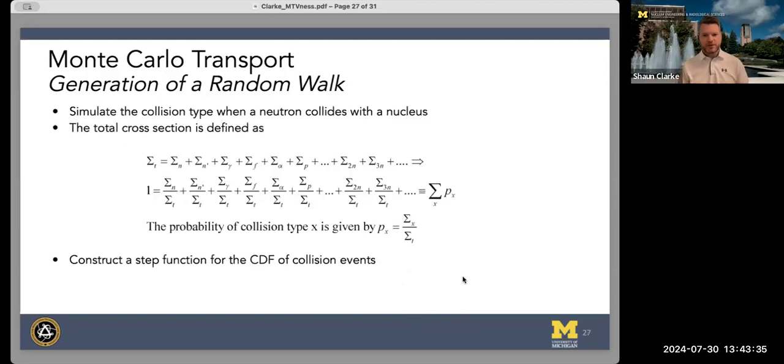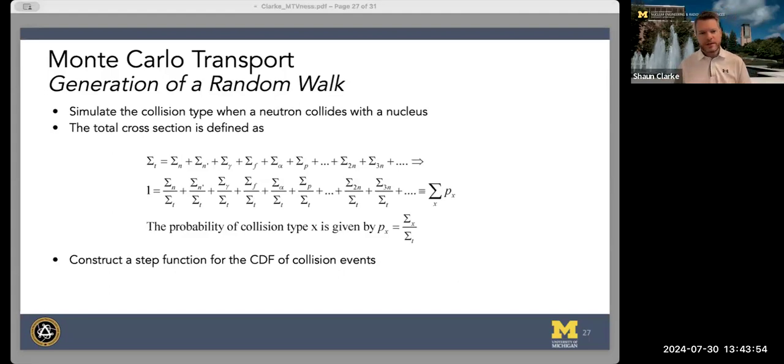And the last thing we have to ask ourselves is, which type of collision happens? Okay, so we know the neutron travels some distance r in the slab. The next question is, once the neutron travels that distance r, which kind of collision occurs?